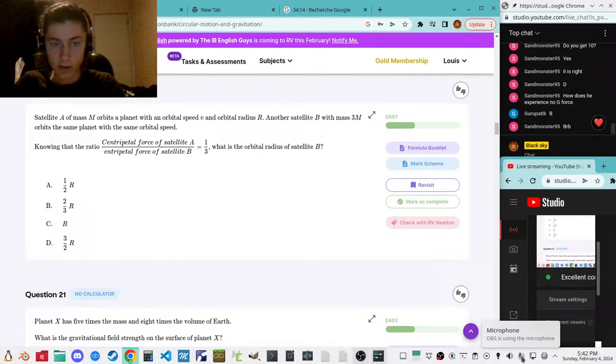So then it's just radius, and F is proportional to... wait a second. R should be proportional to the orbital radius.